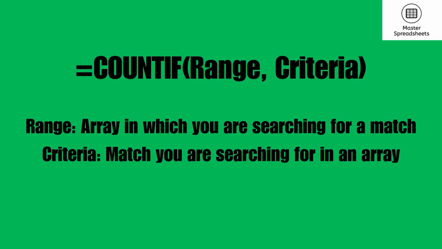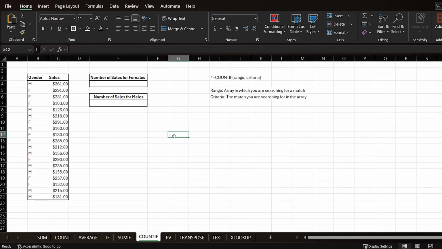Now for formula number 6, we have COUNTIF, which is similar to SUMIF in a lot of ways, but also slightly different. Instead of also having a sum range, we just have a range and criteria. So the range is the same as it is before. It's the array in which we're searching for a match, in this case, our gender. And the criteria is the match that we're searching for in the array, which in our case is male or female.